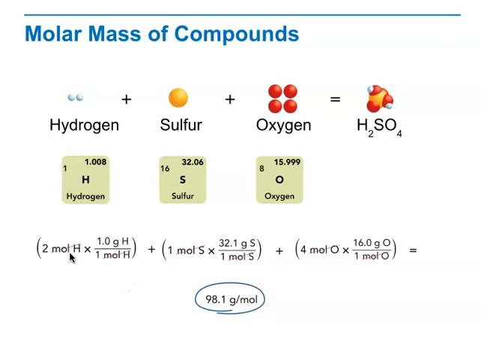So for 2 moles of hydrogen, their molar mass is 1 gram hydrogen, and then you have 1 mole in the denominator to make sure units change. Plus, there's only 1 mole or 1 atom of sulfur. So for 1 mole of sulfur, it is 32.1 grams sulfur. And there are 4 atoms of oxygen. So you take 4 times the 16 grams oxygen. And you'll find that the molar mass of the entire compound of sulfuric acid is 98.1 grams per mole, and we can use that conversion factor in our calculations just like we would for an element.